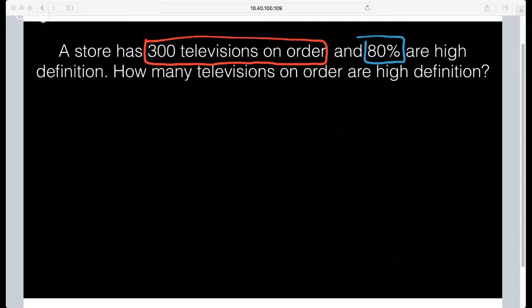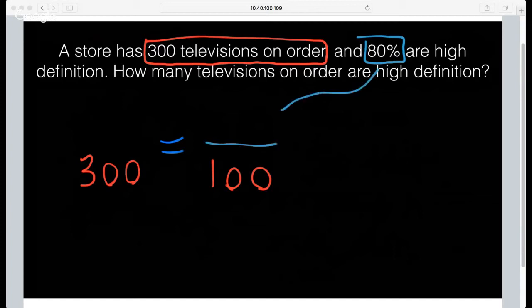The 300 is that whole, and we know that the other one's going to be a percent, and the whole is going to be 100. And we also know that the part of the percent of the TVs that are high definition are 80. So we now have a proportion set up that we can work with.